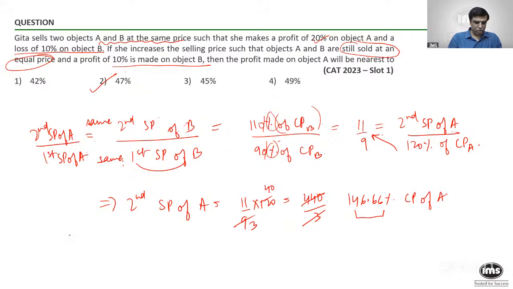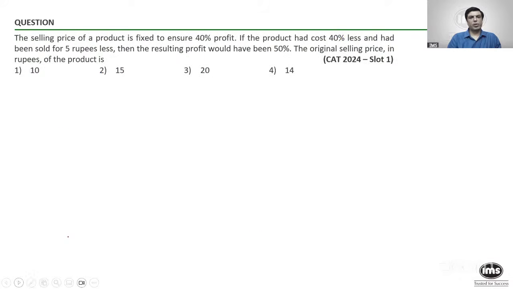Okay, so let's look at the next question here. So this is the next question. CAT 24, slot 1, so last year. Selling price of a product is fixed to ensure 40% profit. If the product had cost 40% less and had been sold for 5 rupees less, then the profit would have been 50%. What is the original selling price of the product?